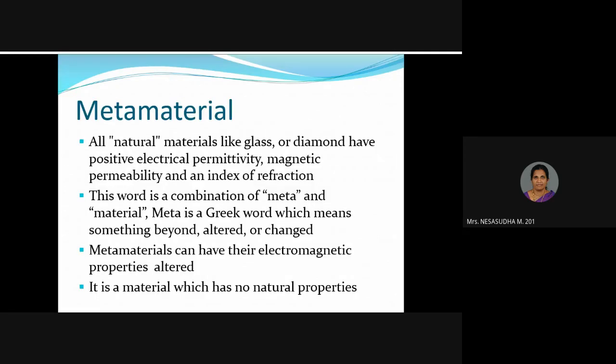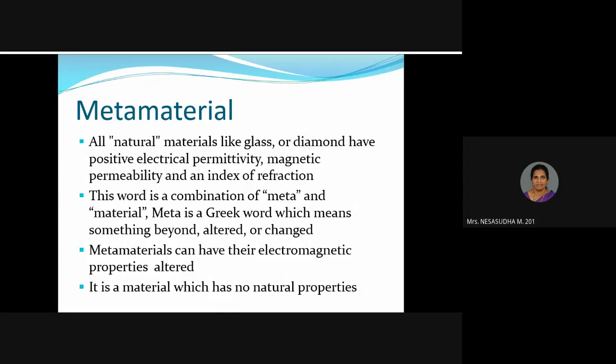Metamaterial doesn't have any natural properties. All natural materials like glass and diamond have permittivity, permeability, and refractive index, all positive. When we change the character of any one of these by making them negative, that material is called a metamaterial. So metamaterial is not a natural material, it is an artificial material.